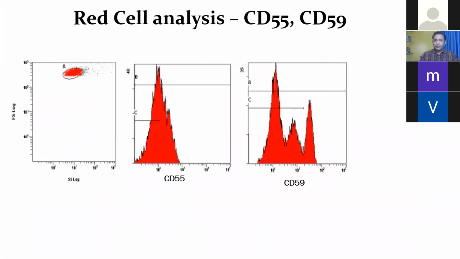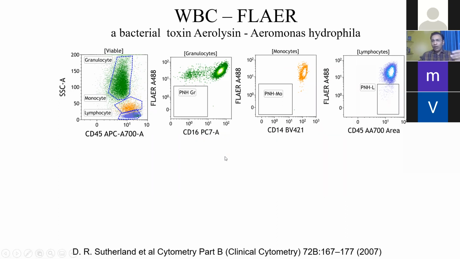This is RBC. You can see the normal RBC should be CD59 positive. The abnormal will be loss and negative. I'll show you one recent example we got in our hospital for a transplant. This is normal. You can see normal granulocytes are CD16 positive, FLAER positive, monocytes CD14 positive, FLAER positive, and even lymphocytes, except for a few degenerating cells, are CD45 positive and FLAER positive. So these are normal.